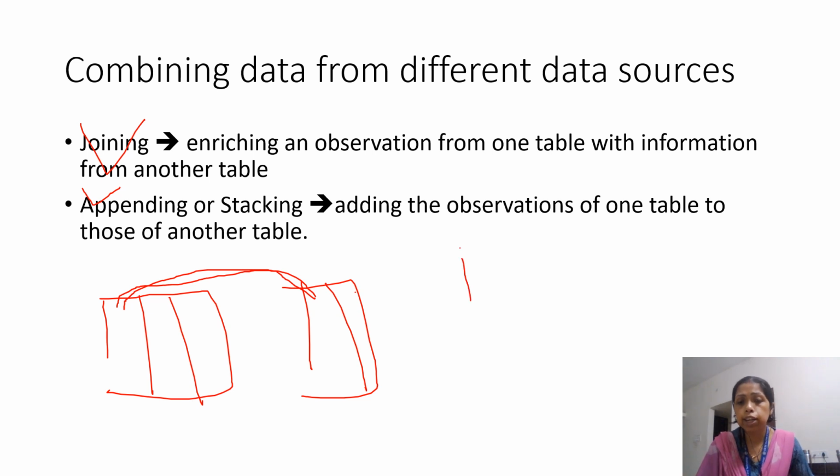Appending means you are combining vertically. The same column names are available in both tables, but the rows are different. So you can combine them vertically by appending.